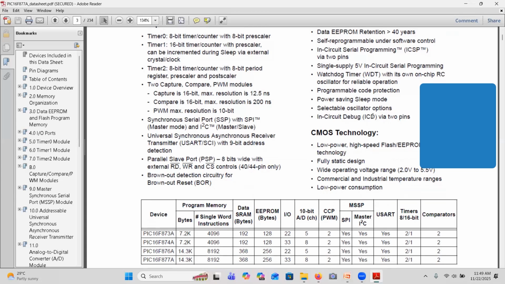That is not possible. Then CMOS technology, low power, high speed flash EEPROM technology, fully static design, wide operating voltage range, 2 volt to 5.5 volt, they are okay. If we go less than 2 volt, only then is the problem. They will issue a brownout reset. Commercial and industrial temperature range, low power consumption. These are the other advantages that we have for this particular microcontroller.